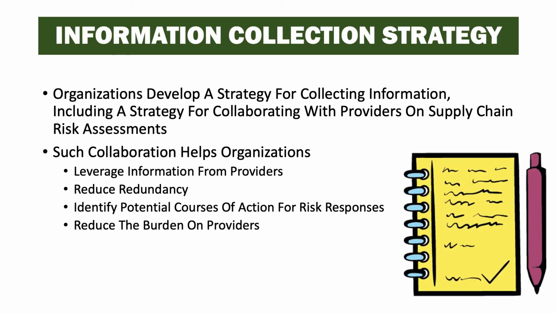Organizations develop a strategy for collecting information, including a strategy for collaborating with providers on supply chain risk assessments. Such collaboration helps organizations leverage information from providers, reduce redundancy, identify potential courses of action for risk response, and reduce the burden on providers. So we want to keep track. We want to collect as much information. And there's a lot of places we can go. Dun & Bradstreet, we can go and find information about specific suppliers. Maybe we can do other research. Maybe we can leverage threat intelligence on different suppliers. There's an information collection strategy we should have as an organization, and that should be implemented by the system owner when conducting this task.